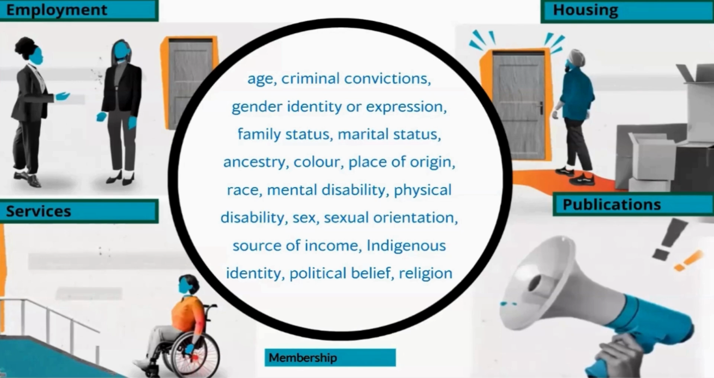So that first question, where were they impacted? Well, the code prohibits systemic and interpersonal discrimination in certain areas shown on the slide, in the corners and at the bottom. These include employment, housing, services, publications, and membership in unions and associations.